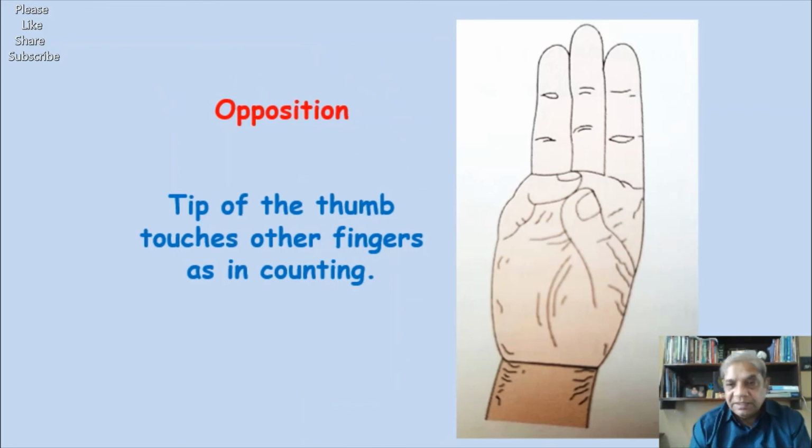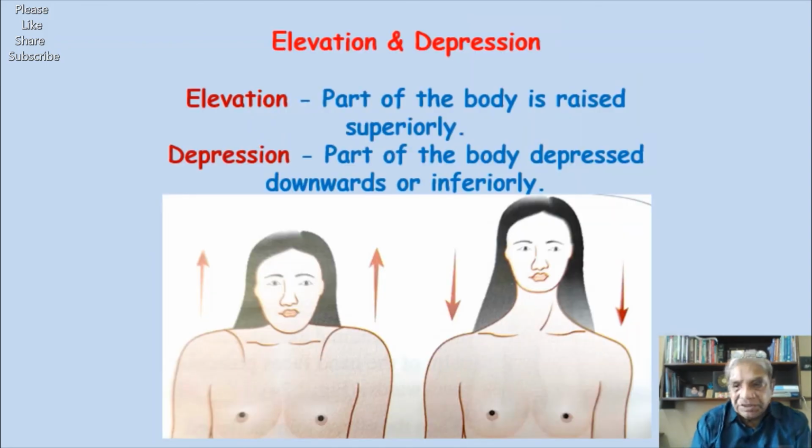Right, then there is a movement called opposition. In this diagram, the thumb is touching the little finger like this. As you do it in counting, 1, 2, 3, 1, 2, 3, 4, that is a counting movement. So the tip of the thumb touching the other fingers, as in counting, is called the opposition movement.